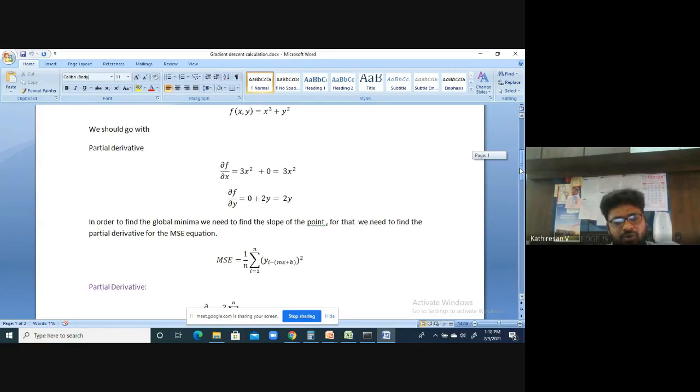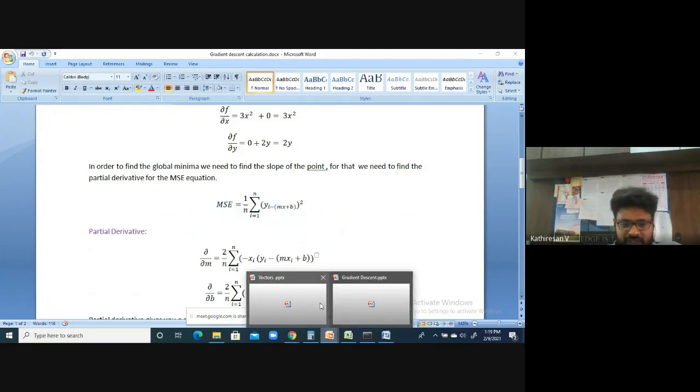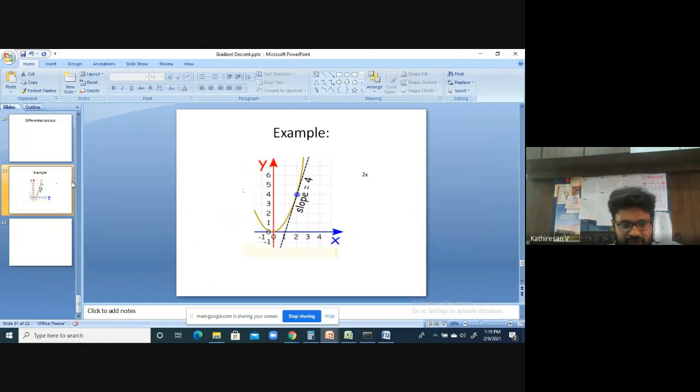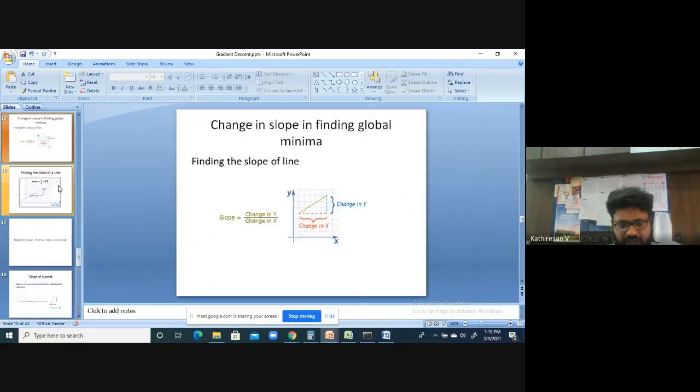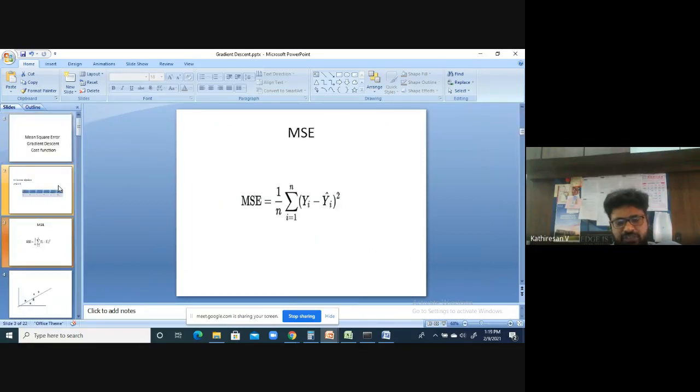See, now what equation are we using? We are using this equation, MSE equal to 1 by n into the sum from i equal to 1 to n of (yi minus (mx plus b)) whole square. This is the MSE equation.